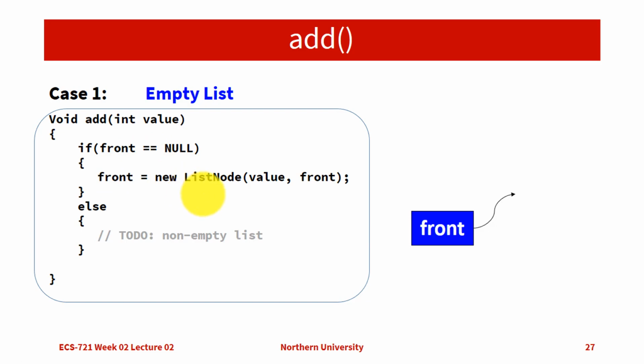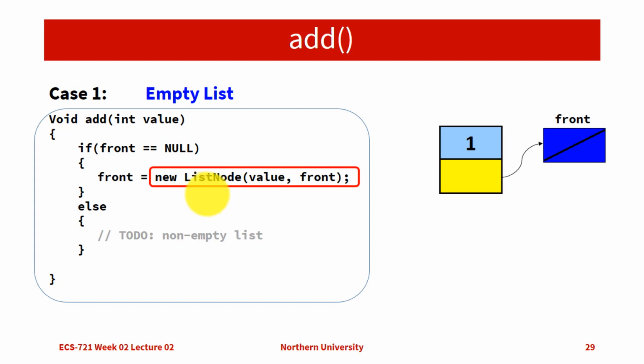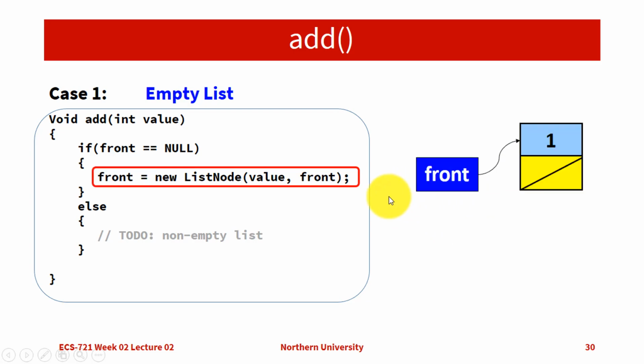So if I simulate this process, if the list is null, that means the front is null, that means there is no node in the list. We will create a new node, we'll put the value, and we'll initialize the next pointer of the new node to point to the front. So the front will be null, of course, so this portion will also become null. And then we will assign the address of this whole node to the front so that the front starts pointing to this node. So that's how we handle the first case.